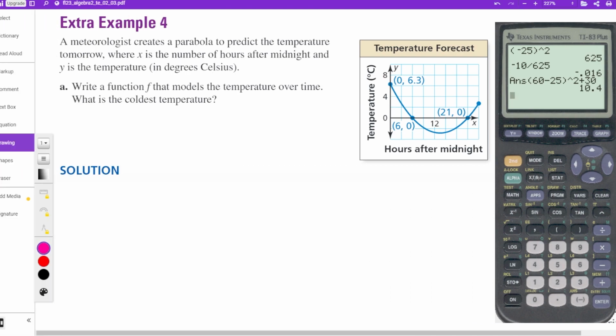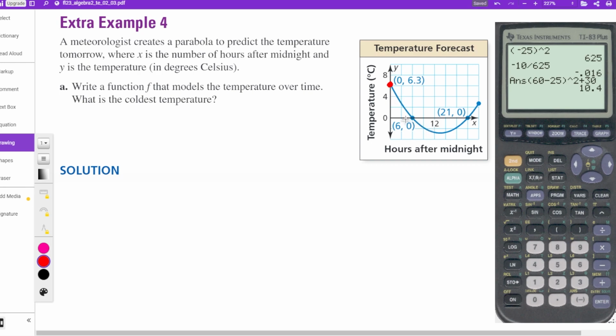And example 4. A meteorologist creates a parabola to predict the temperature tomorrow, where x is the number of hours after midnight and y is the temperature in degrees Celsius. Write a function f that models the temperature over time. What is the coldest temperature? Part of the solution here is to graph the points that we know. So we know if the x-axis is the hours after midnight and the y-axis is temperature in degrees Celsius, that means at midnight, at 0 hours after midnight, we have 0, 6.3. So that means 6.3 degrees Celsius at midnight.